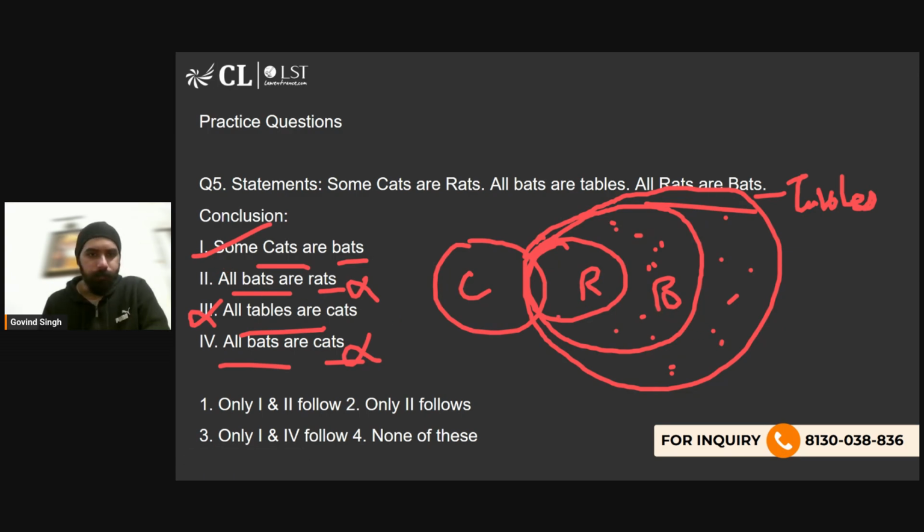Did I do something wrong? All bats are cats is wrong. All tables are cats is wrong. All bats are rats is also wrong. Some cats are bats is true. Yes, so only the first one is correct. Only the first follows, which means none of these is the correct option. Option number 4. Only the first conclusion is valid.